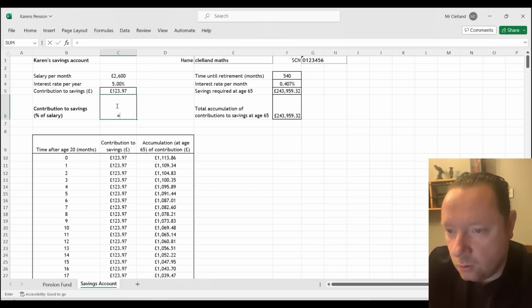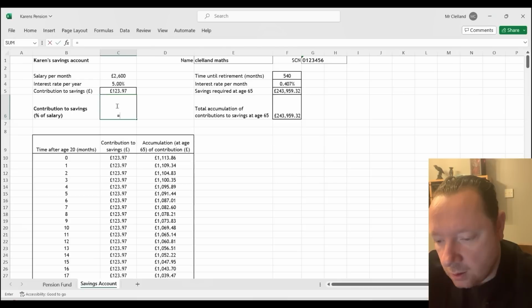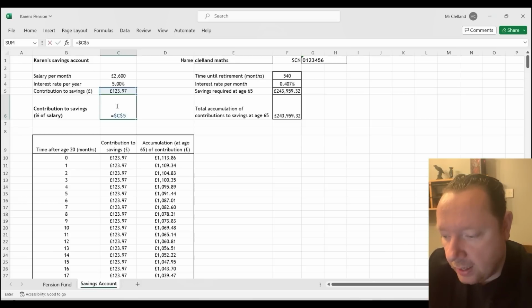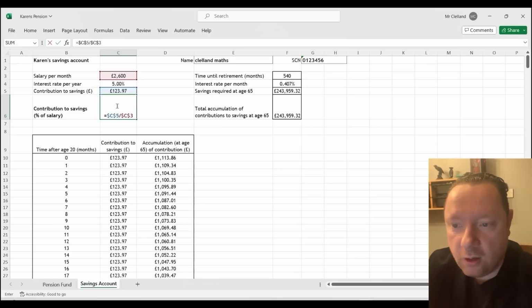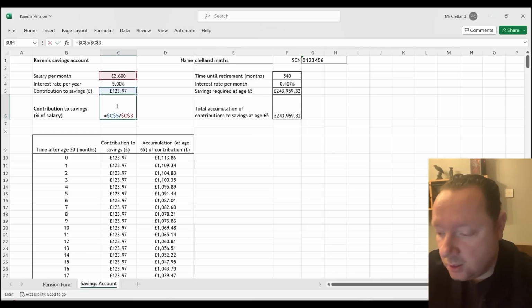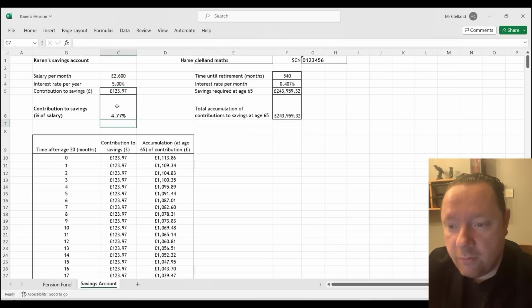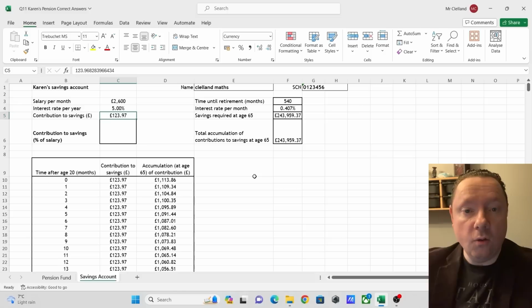So contributions to savings as percentage of salary. So that equals her contributions to savings, $C$5, divided by her salary, $C$3. And if we're lucky, this has already been set up to be a percentage. If not, we can change it in a minute. But we get 4.77%. But not on goal seek here.